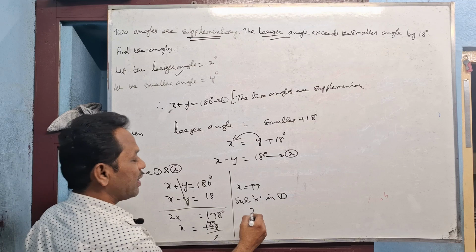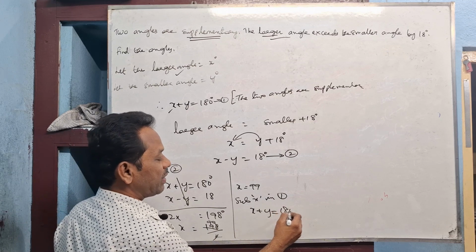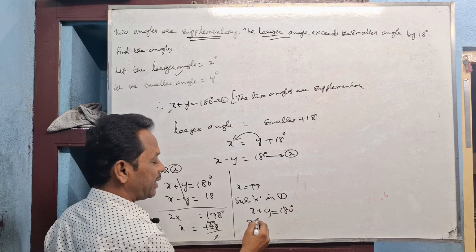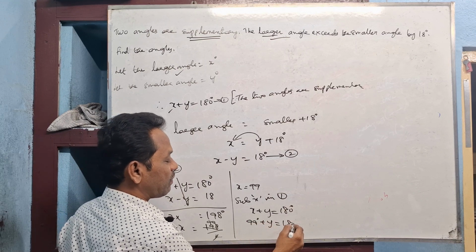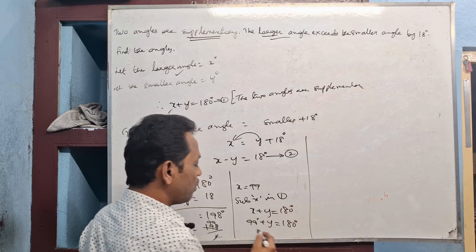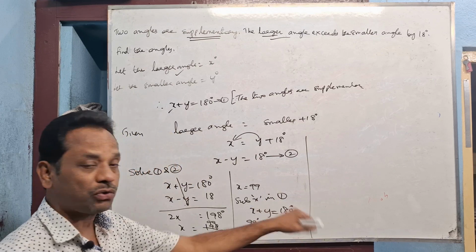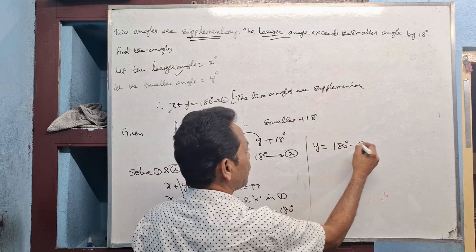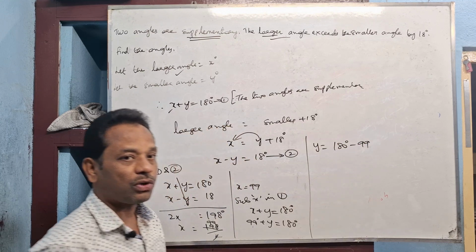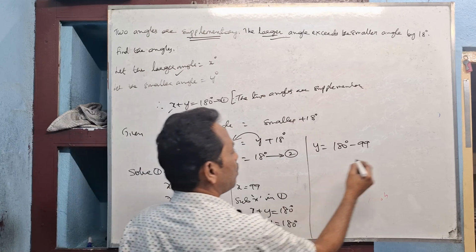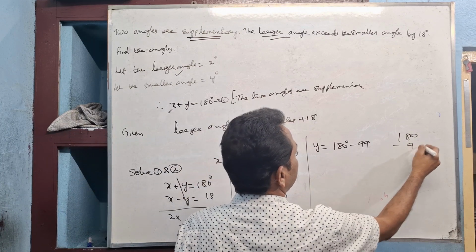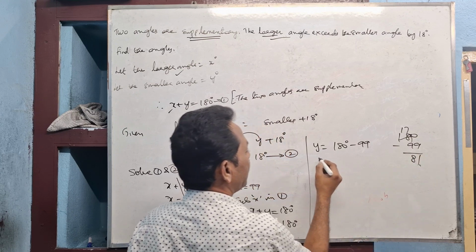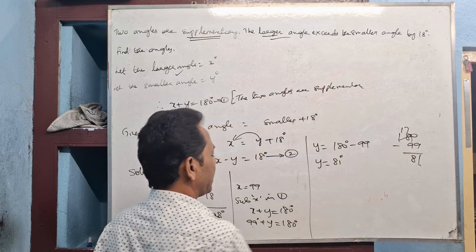Our equation 1 is x plus y equal to 180 degrees. The value of x is 99. So 99 degrees plus y equal to 180 degrees. So 99 is shifted to the RHS, and we get y equal to 180 degrees minus 99. Okay, any doubts? Now 180 minus 99, we get 81. So y equal to 81 degrees.